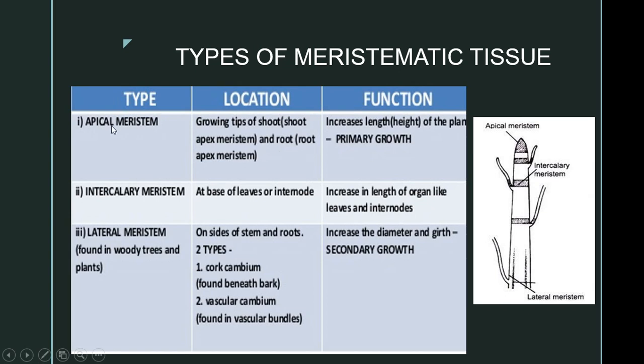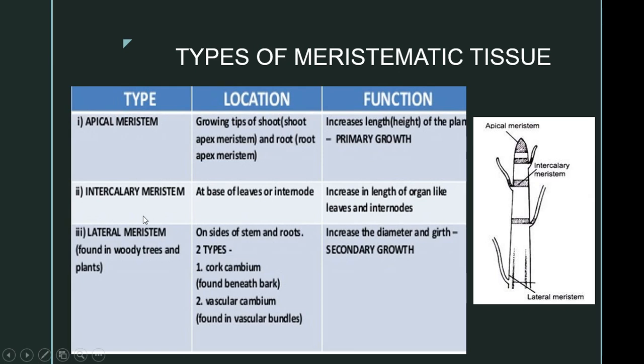Then it is called the shoot apex meristem, and in the root it is called the root apex meristem. What is the function of this apical meristem? It helps to increase the length of the shoot and root. Shoot means stem, and thus it increases the length of stem and root, and brings about the primary growth of the plant body. That is, the first growth of the plant body is brought about by the apical meristem.